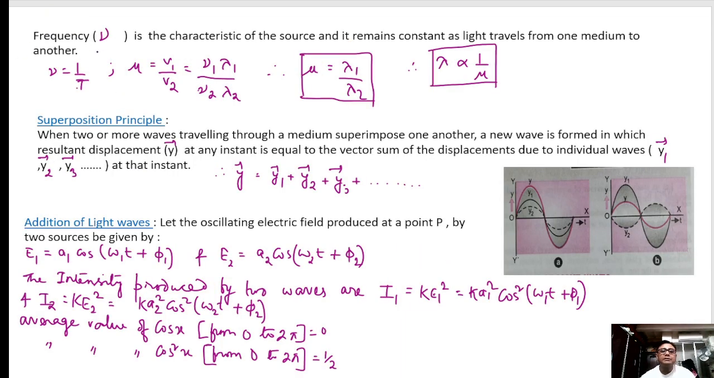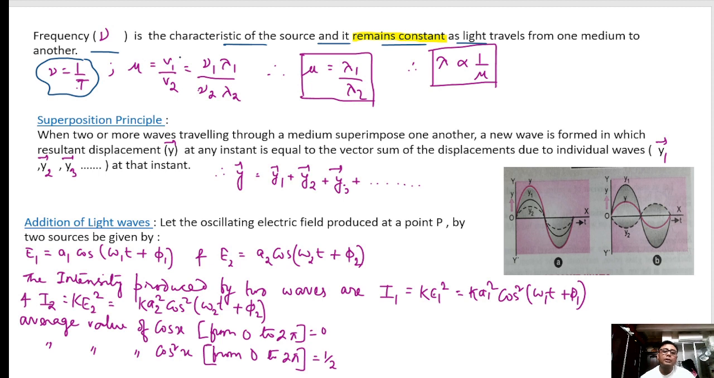Now frequency. What is frequency? It is the characteristic of the source and it remains constant. Please note here, frequency will always remain constant. As light travels from one medium to another, frequency will never change. So frequency is 1 by time period.